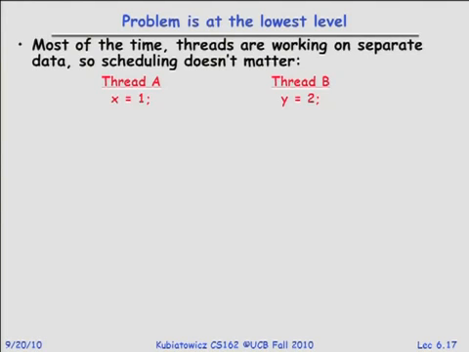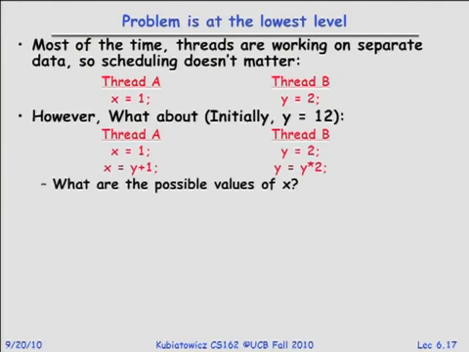This one's a little trickier, right? What are the possible values of x when these two threads are done? 13, 3, or 5. Looking at my slides, of course. Good, good, good. 13, 3, or 5.